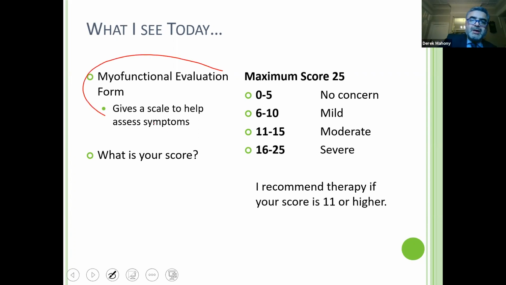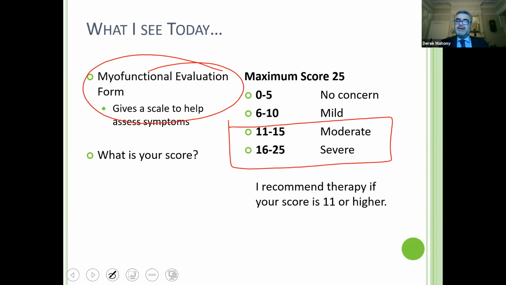So this is called a myofunctional evaluation form. It's in your course downloads. Anything greater than 11 definitely needs treatment. And that's a really easy score for you to do at your initial consultation. Does that make sense?